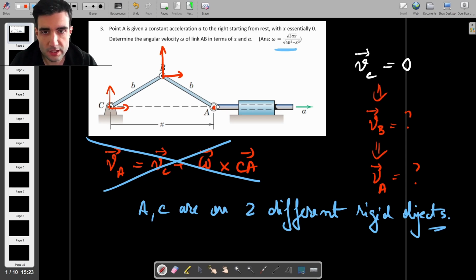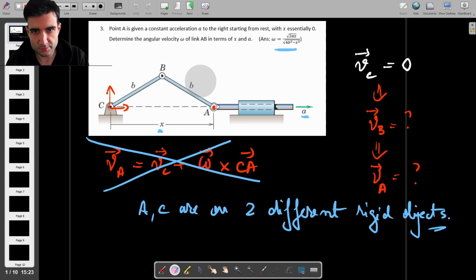So remember, omega is the angular velocity of bar AB. We don't know anything about the angular velocity of BC. We only know the acceleration, and we only know this distance, which at this point is x, and initially it started from 0. So let's move on and apply. Let me just remove a couple of things from here.